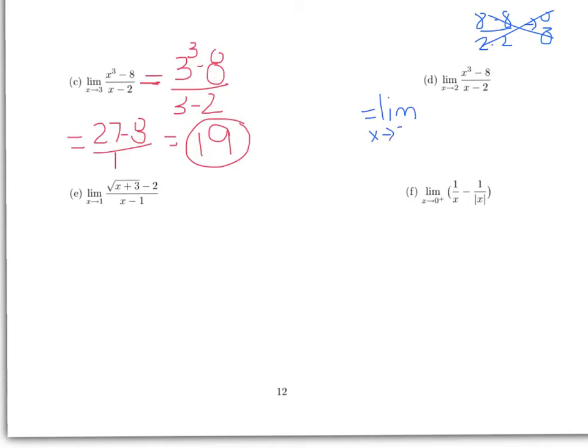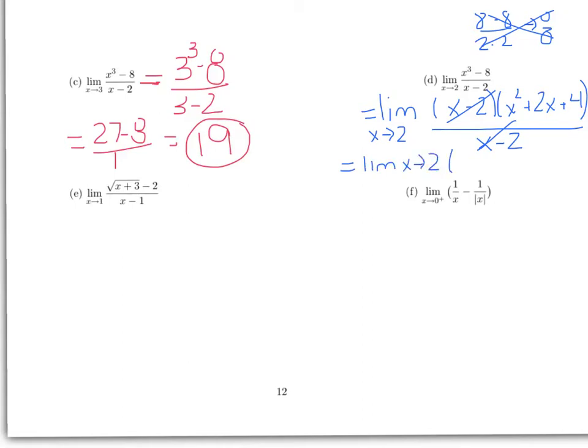Limit as x approaches 2. On top, we can factor that. Remember, that's a difference of cubes. So that's x minus 2, x squared plus 2x, and then plus 4, I believe, is the correct way to factor that. And that's still divided by x minus 2. Because the limit signs are here, we can cancel these and rewrite this as the limit as x approaches 2 of x squared plus 2x plus 4. And we can just plug in 2 now because there's no funny business going on. We get 4 plus 4 plus 4, which is 12. So that's our answer for that one there.